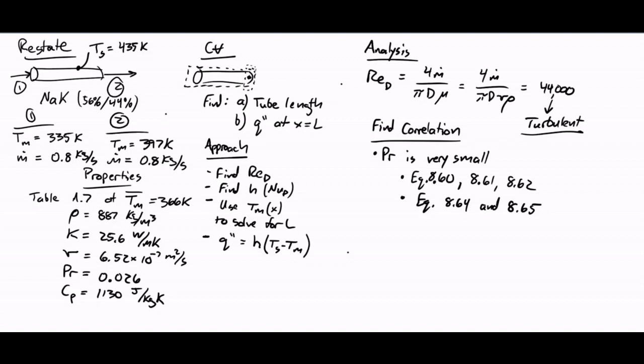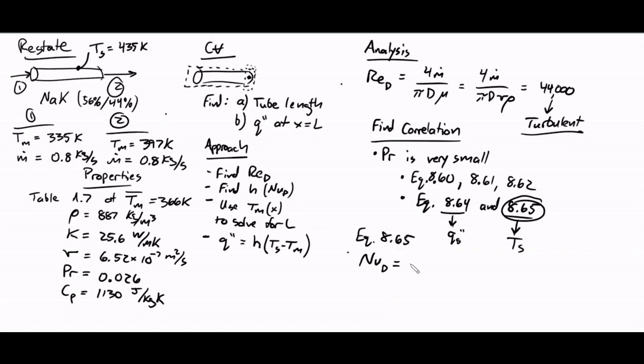Okay, now this one right here is for a constant surface temperature, and this one is for a constant heat flux. This is for a constant surface temperature. So we've identified the correlation that supposedly will fit our conditions. We're still going to check. Let's actually write out what that equation is. So this is equation 8.65.